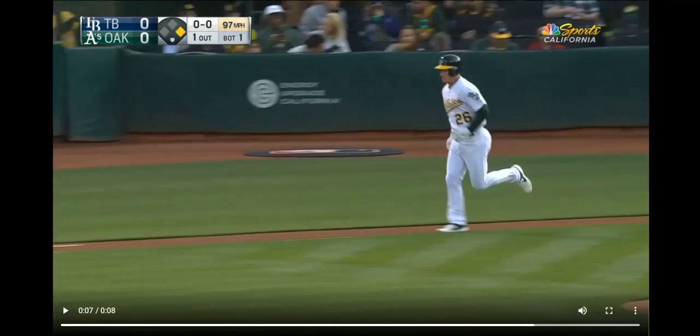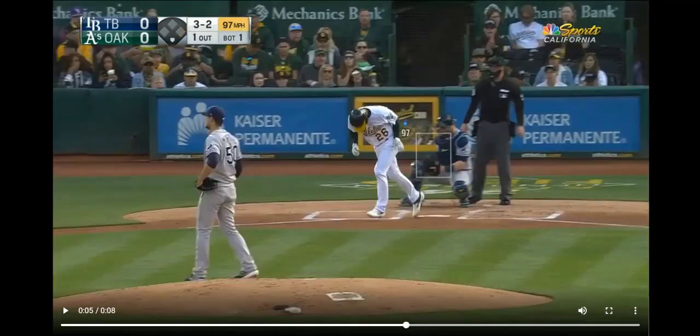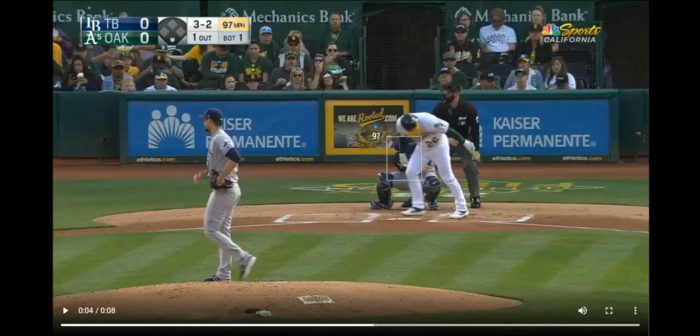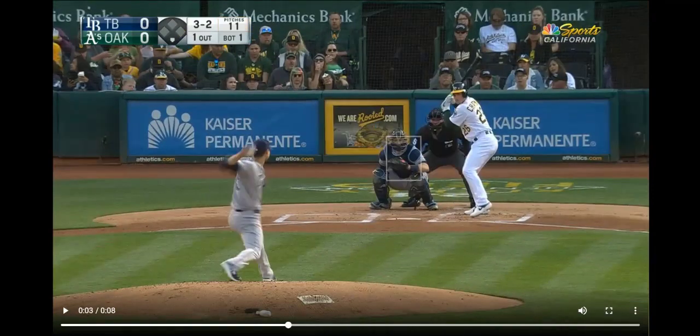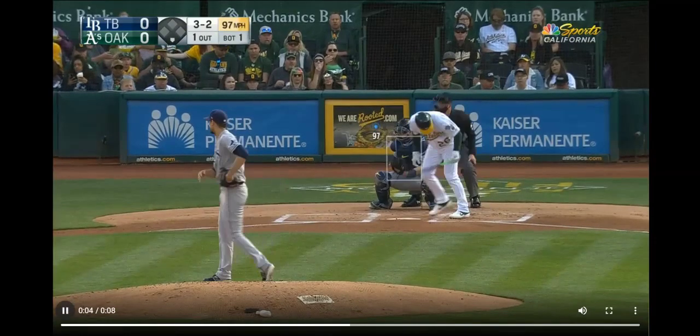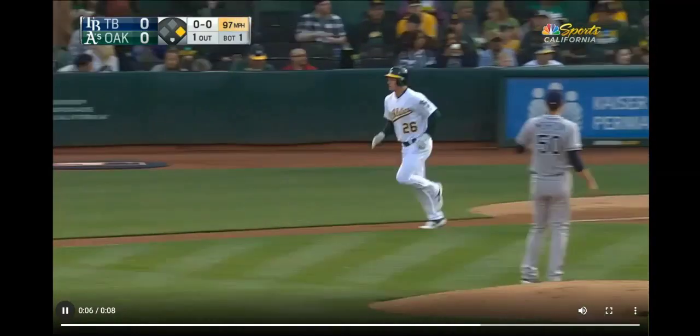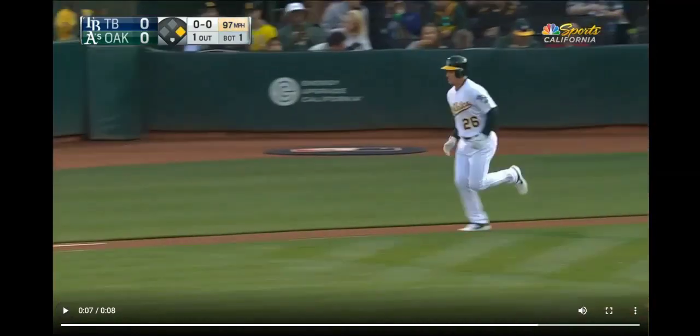So for the second time in 4 plate appearances, Matt Chapman just takes a walk against Charlie Morton. He saw this pitch coming. I'm going to go right back to it here. We're going to watch and see if he's thinking about swinging or if he sees it well out of the hand. He kind of gives it a little courtesy, but he seemed to see that one pretty well.